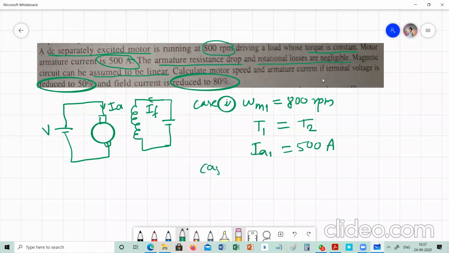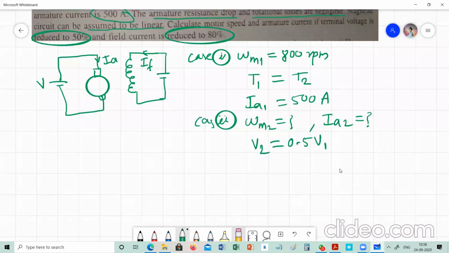In the second case, they have asked to calculate motor speed and armature current. Means we have to calculate the value of omega m2 and the armature current IA2. If the terminal voltage is reduced to 50%, terminal voltage means V2 is equal to 0.5 of V1. Reduced to 50% means it is half.